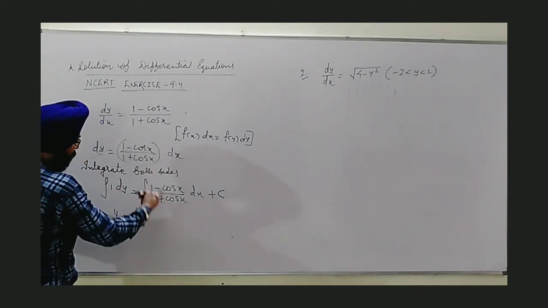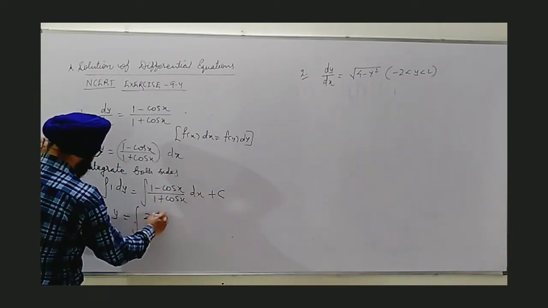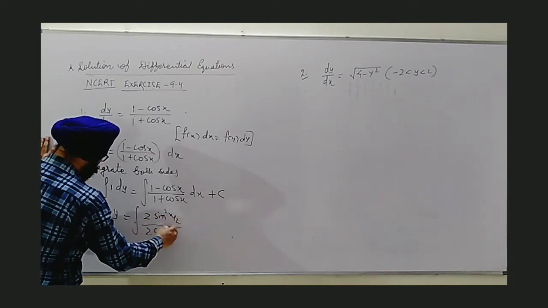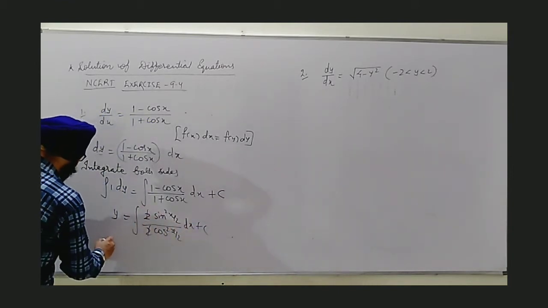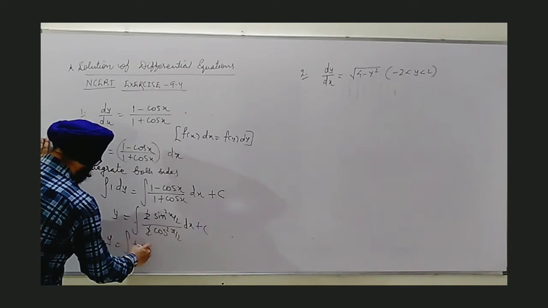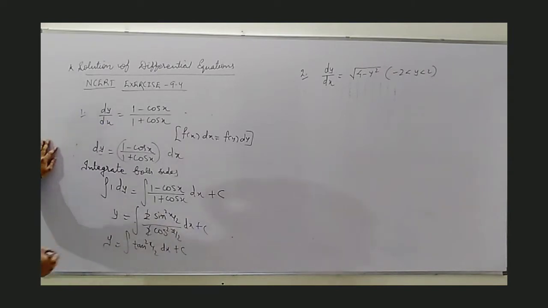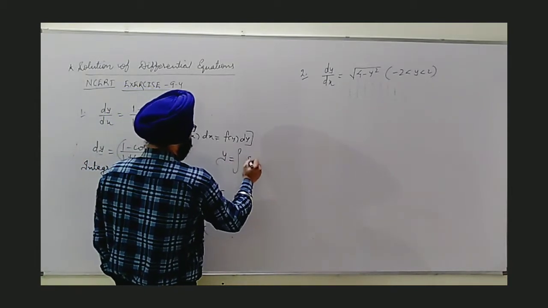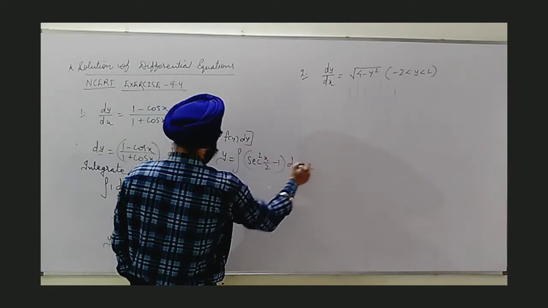Here before we do, we can simplify. 1 minus cos x by identity can be written as 2 sin square x by 2. Here this can be written as 2 cos square x by 2 dx plus c. 2 and 2 cancel out, and finally we can write this as tan square x by 2 dx plus c. We know that whenever tan square is given, we have to convert that in terms of sec square. So we can write y is equal to integral of (sec square x by 2 minus 1) dx plus c.